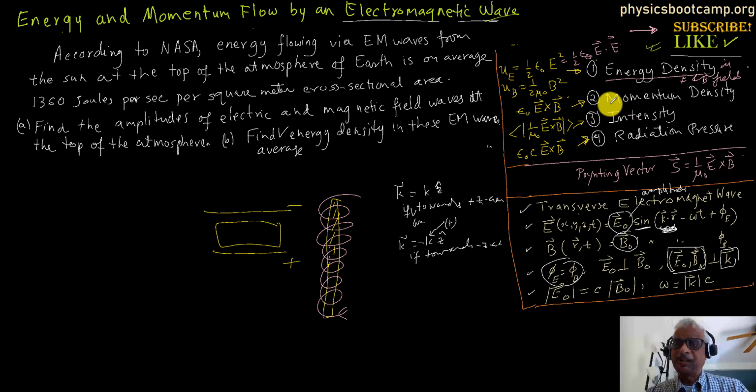Okay. Similarly, momentum density is given by this expression. Momentum is a vector, so this is a vector, and it is this much momentum per unit volume, and E cross B tells you, by the right-hand rule, the direction in which the momentum density is pointed.